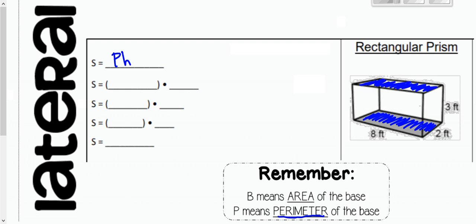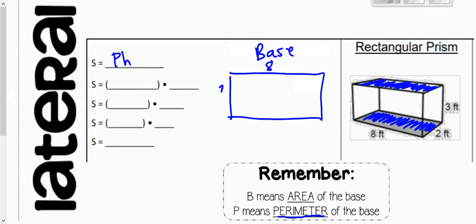So that's why I'm just going to find the perimeter of my base, and I'm going to multiply by my height. So looking at my base, I'm going to go ahead and just redraw that base. 8, 2, 8, and 2. So to find my perimeter, I know I'm going to do 8 plus 2 plus 8 plus 2. And then I'm going to highlight the height of my prism, so make sure you're doing this as well. So I'm going to highlight the number 3. So I know then that I'm multiplying by 3.